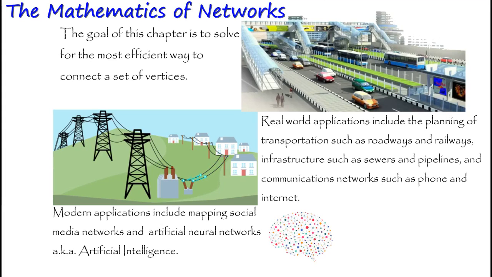This lecture is titled The Mathematics of Networks. The goal of this chapter is to solve for the most efficient way to connect a set of vertices, and some of the real-world applications pictured here include transportation roadways or railways, infrastructures such as sewer lines and pipelines, communication networks such as those used to connect phone lines and World Wide Web connections. And we even have some modern applications which include mapping of social networks or the mapping of the brain to computers, also known as AI.